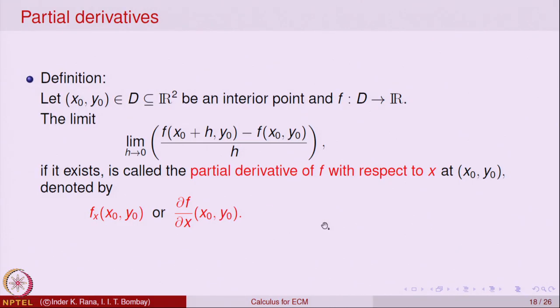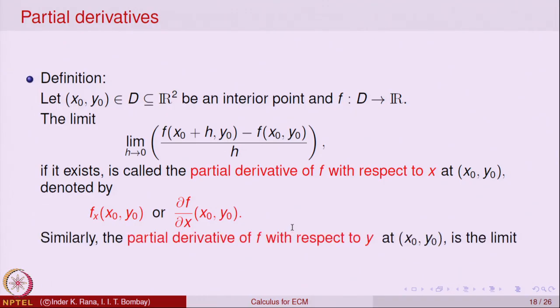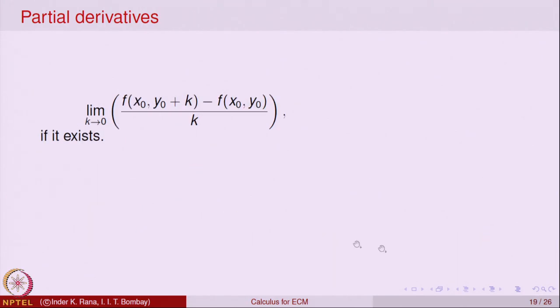So, this is the partial derivative of the function f along the variable x at a fixed y equal to y naught. Whenever it exists, this is denoted by this value. We can have something similar for the other variable. Similarly, we can define the partial derivative of f with respect to y at the point x naught y naught to be the limit, where x naught is fixed and y is allowed to vary from y naught to y naught plus k.